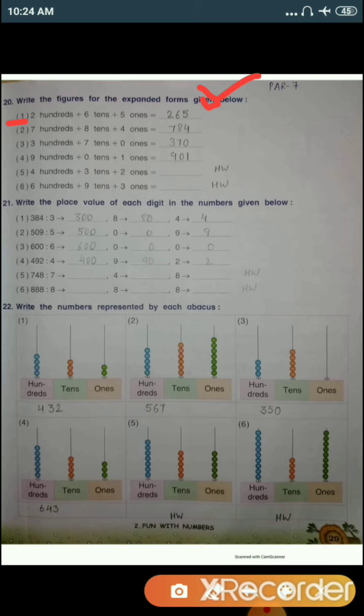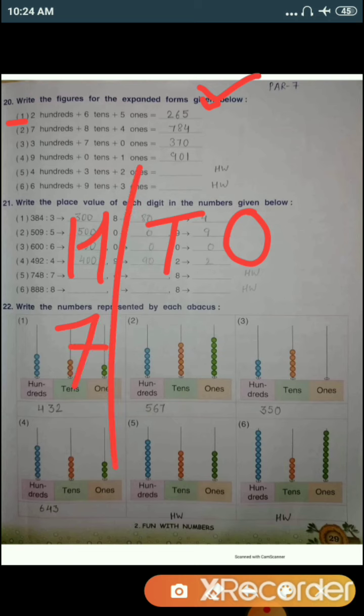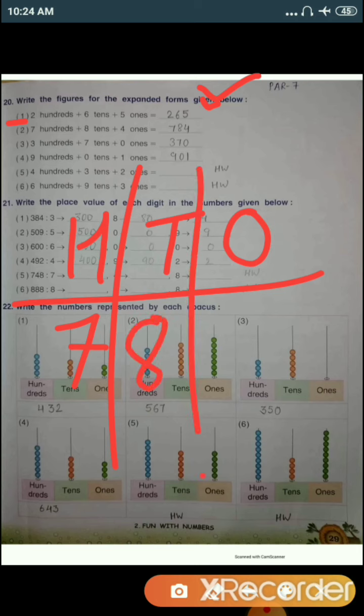Now question number 2. 7 hundreds, 8 tens and 4 ones. So the second method to solve these sums is with hundreds, tens and ones. Now in hundreds which number is given? 7. So I will write here 7 in the hundreds box. After that on tens place 8 is given. So I will write here 8 and in ones place 4 is given. So our number became 784.